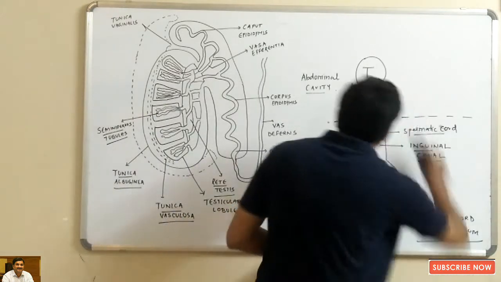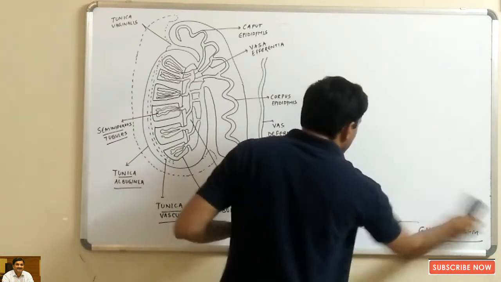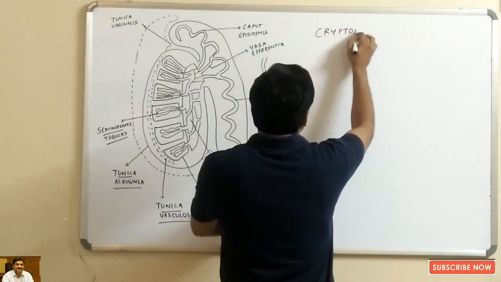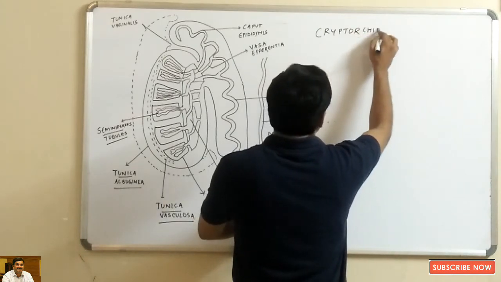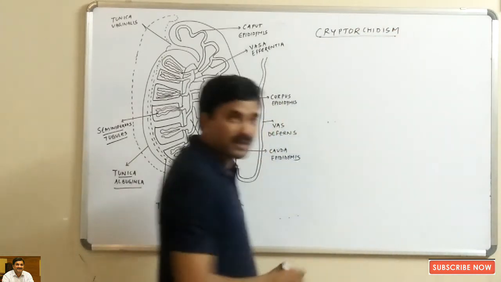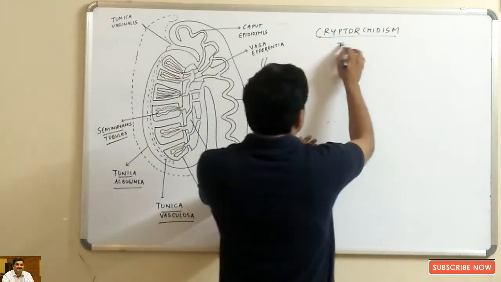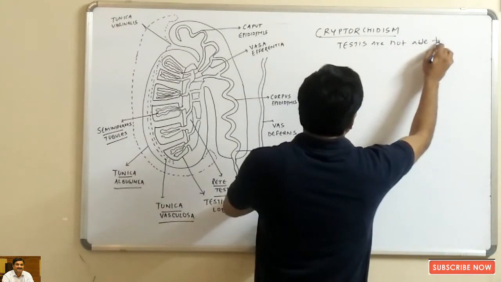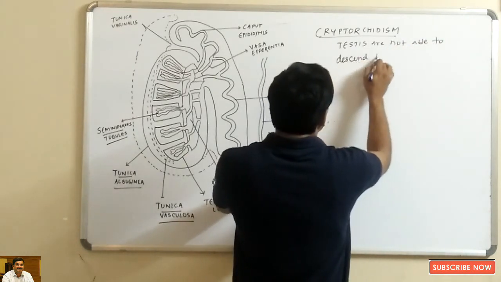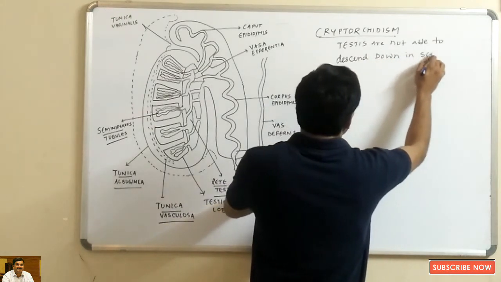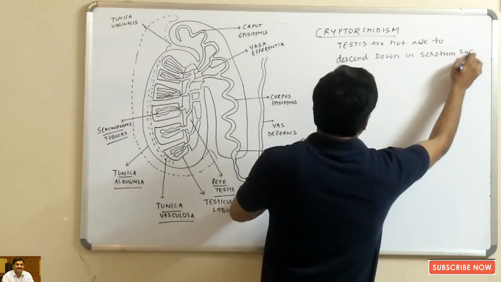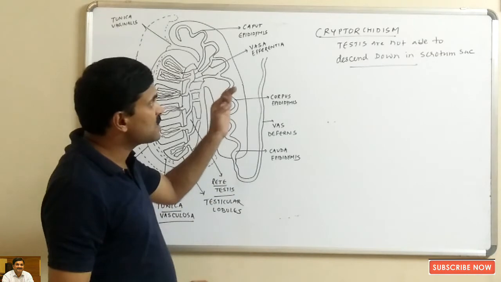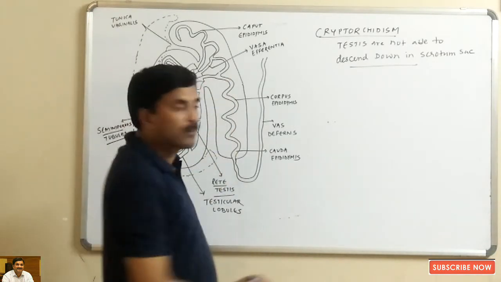Now the question arises: what happens in a case known as cryptorchidism? Cryptorchidism is a disorder in which the testes are not able to descend down into the scrotal sac. Sometimes in some children the testes are not able to descend, and this disorder related to the testes is called cryptorchidism.